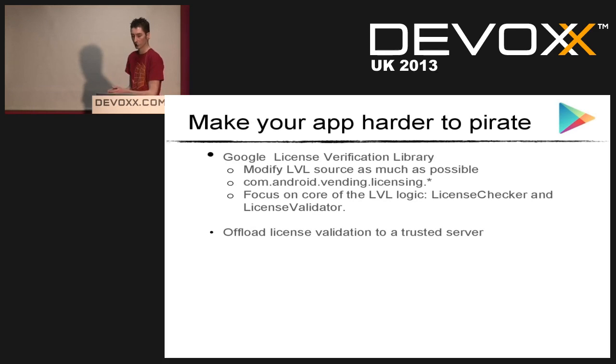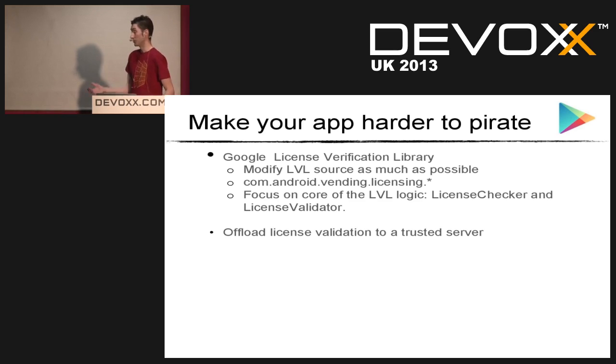So moving on from that, let's look at making it harder to pirate. These are based on the Google verification library, so it's slightly biased. But with the recommendations from Google, you get this code to add license verification, which is all great. All comes under com.android.vending.licensing. That's all good. But that's the first thing that any hacker or someone trying to pirate your app is going to go for.